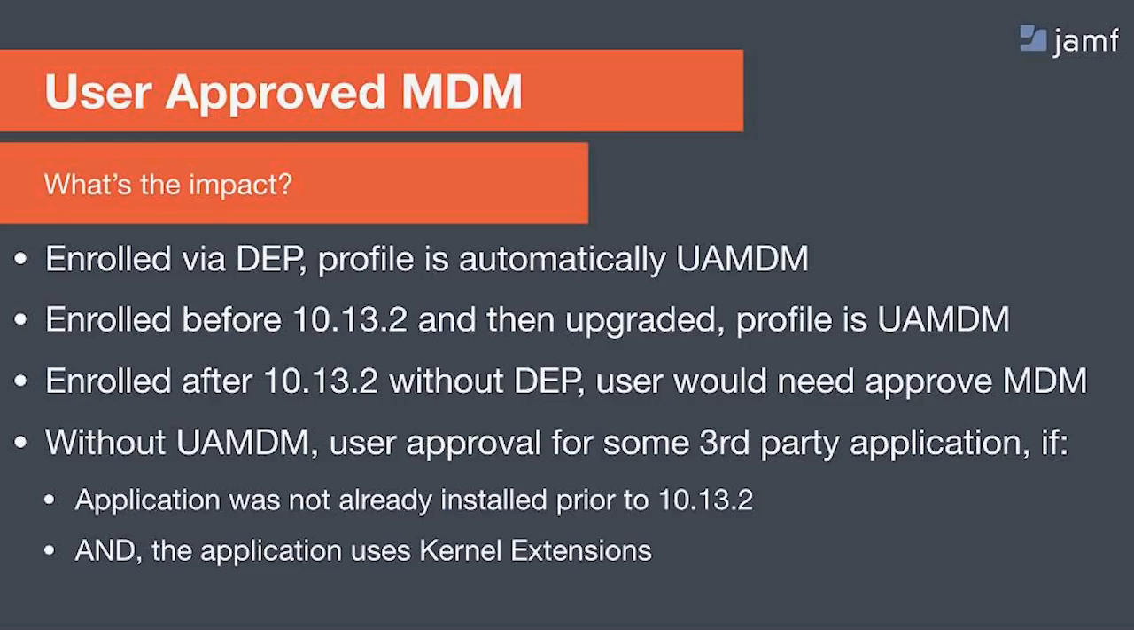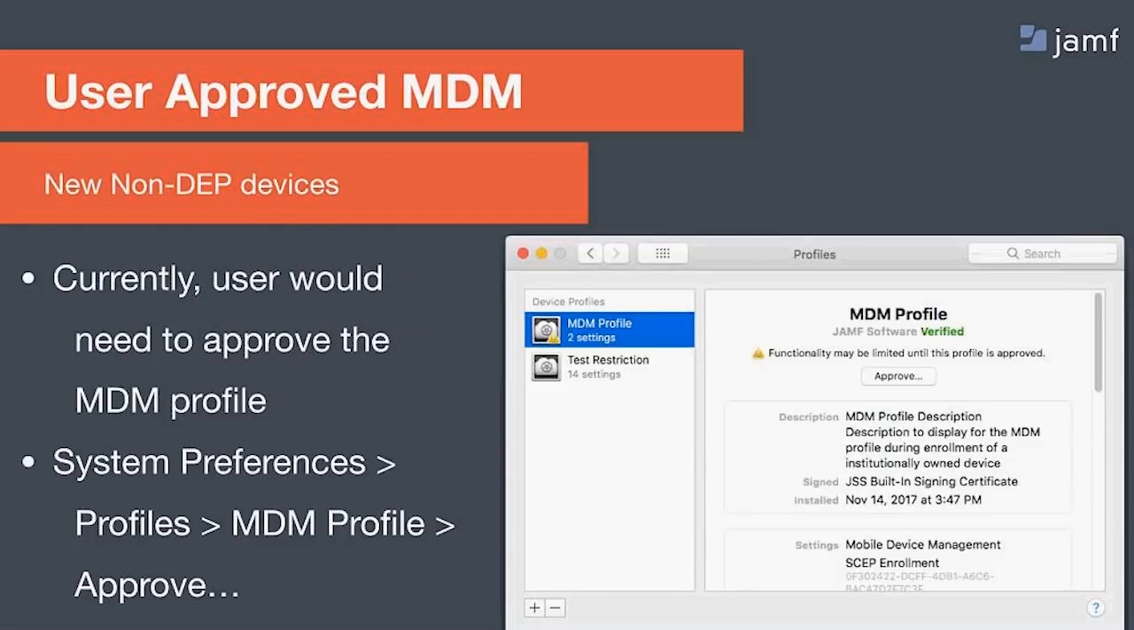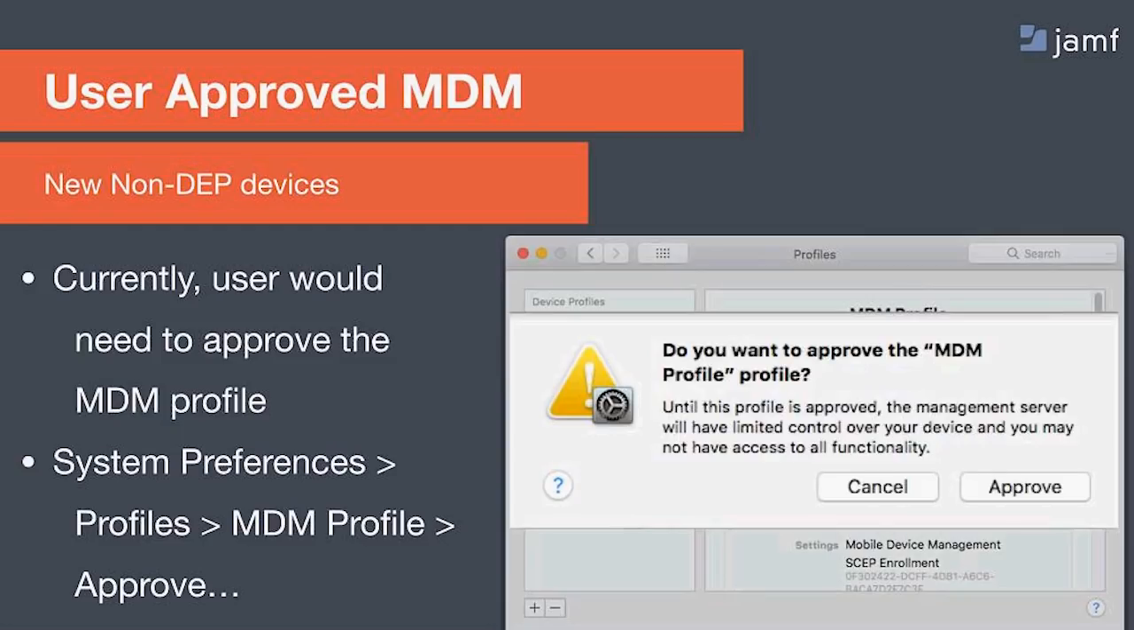What that would look like from an end-user perspective is they would see a profile much like this. They would have to go into System Preferences, then Profiles, and click on the MDM profile. They would then need to select the Approve button, and they'll get a notification that's a bit vague on details, so it could lead to some confusion. So this is something where you might have to have some end-user education around what to expect and how to complete this workflow at this time.